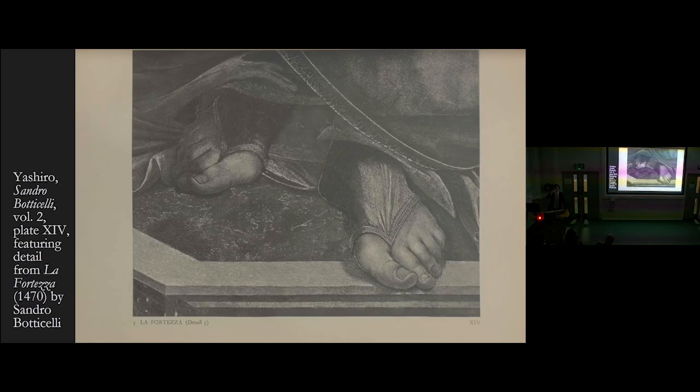These details were commissioned by Yashiro from Brogi, the Florentine photographic studio, who waived their fee for the 200 photographs in order to keep the rights to them, and subsequently profited by selling the details as postcards, showing how intertwined scholarship, imagery, and commercialism were from the very beginning.